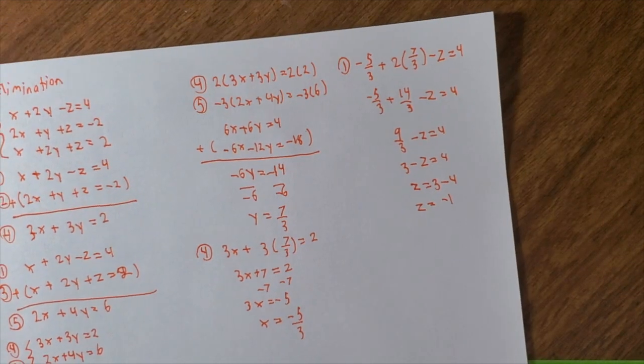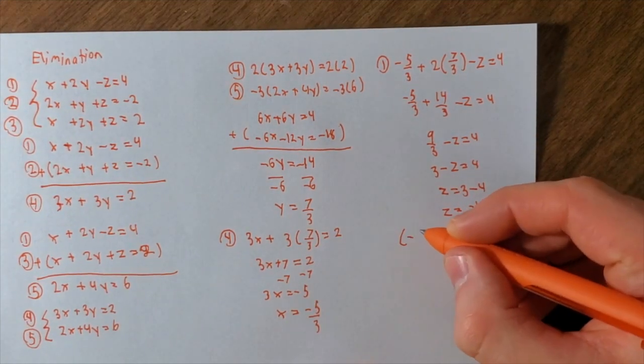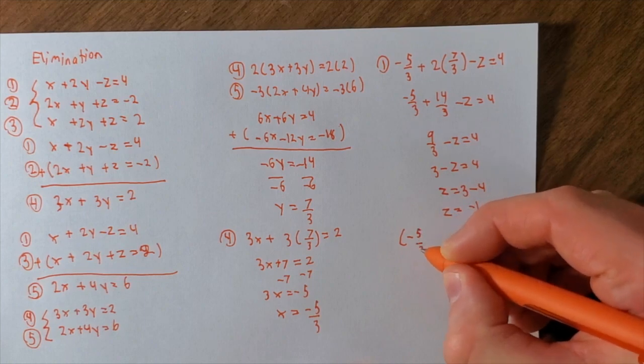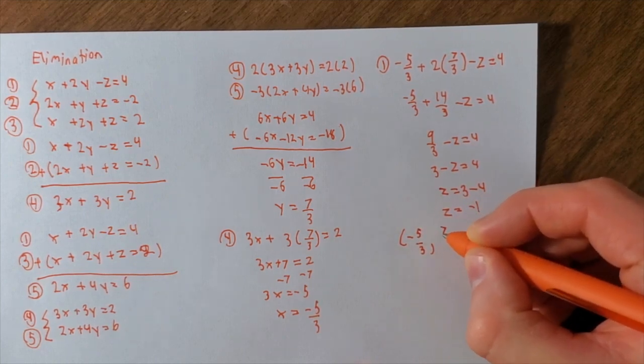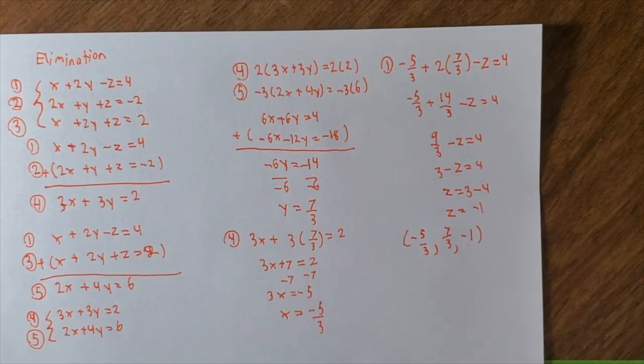Now we have all three of our terms, so let's just put them as our point for our final answer here. We have negative 5/3, positive 7/3, and negative 1, giving us our final solution there.